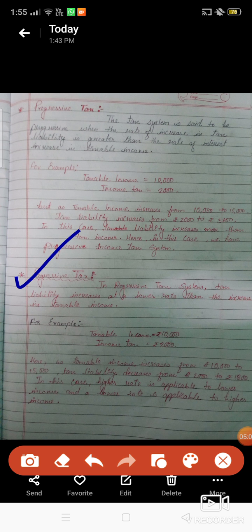Now the third one is regressive tax. In a regressive tax system, tax liability increases at a lower rate than the increase in taxable income. So if the income is increasing more, the individual has to pay less tax. Here the taxable income increases from, suppose, 10,000 to 15,000, then tax liability decreases from 2,000 to 1,800. In this case, a higher rate is applicable to lower income and a lower rate is applicable to higher income. So if the income is increasing, there will be a low rate of tax. If the income is decreasing, there will be a high rate of tax in a regressive tax system.